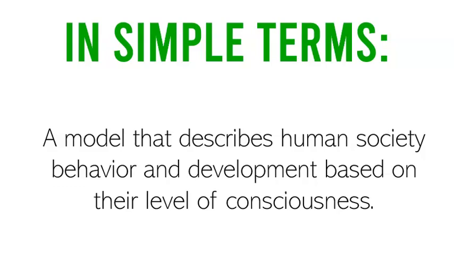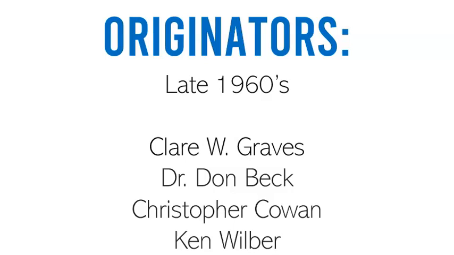So how did this become a thing? The originators of this began in the late 1960s with a man named Clare Graves, and he worked with some men named Dr. Don Beck and Christopher Cowan, and they worked together to evolve this system and explain it further. And then they also worked with Ken Wilber, and they further refined it. So it's evolved since the 60s and 70s. This is a relatively new thing, I guess, if you think of it in terms of how long humans have been on the planet, but it's been around for a while now.